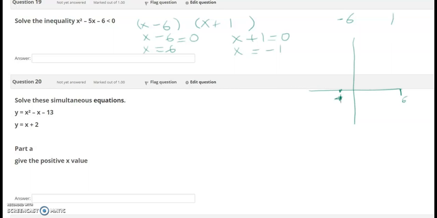So if we quickly sketch this, it's going to look something like this. Now we're interested in the part that is smaller than 0, which is this one here. So this now is in between -1 and 6. So x is greater than -1 and smaller than 6. So that's what we need to write within the space provided.